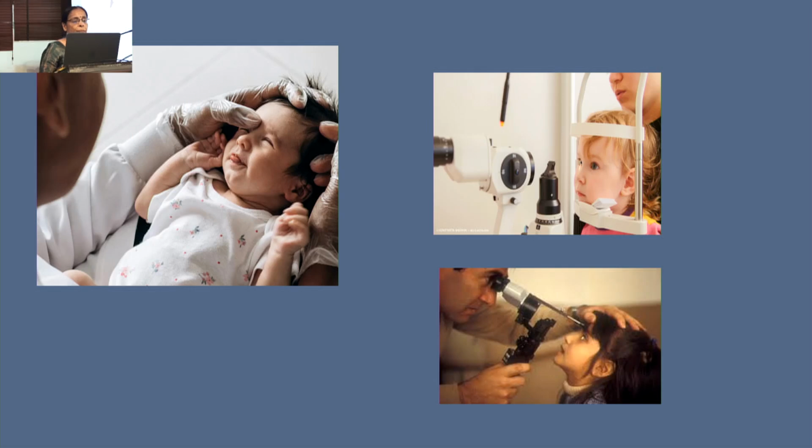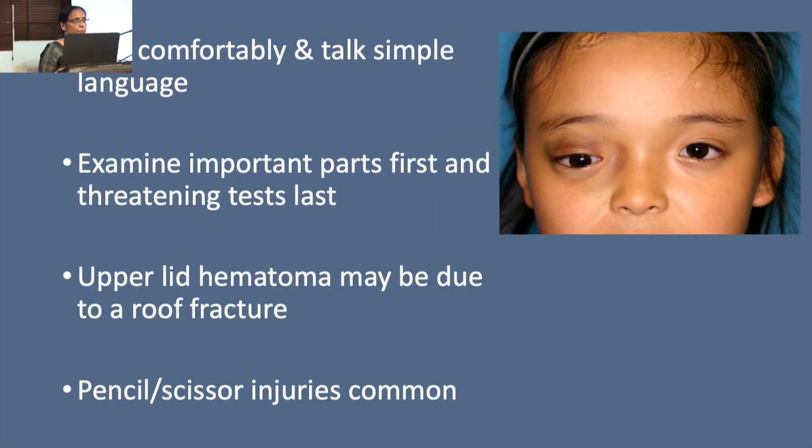Now, how to assess a totally small baby? Either you place the head in both your hands and straddle the legs, or the mother holds the baby like this and you sit on the opposite side and look at the baby's head. So that is one way. If they are fit enough, you can put them on the slit lamp or use a handheld slit lamp. Seat them comfortably. Talk to the baby. Examine the important parts first, threatening later.